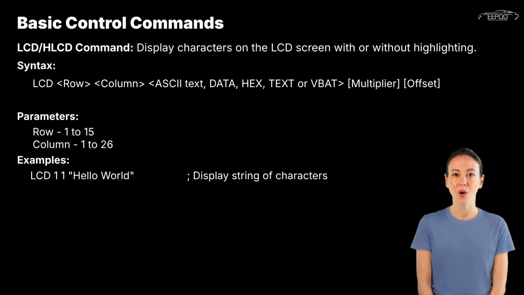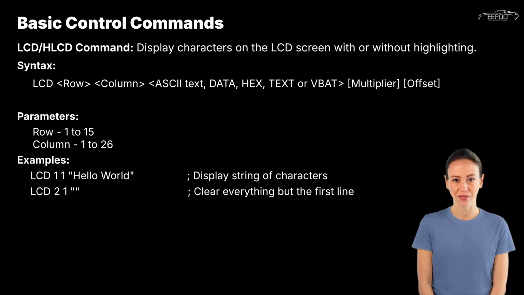Now, suppose you want to clear part of the screen. You can display an empty string at any row and column like this. LCD row 2, column 1, then just blank quotes. This will clear everything from that spot to the end of the screen. In this case, it will clear the screen from row 2, column 1, to the end of the screen.